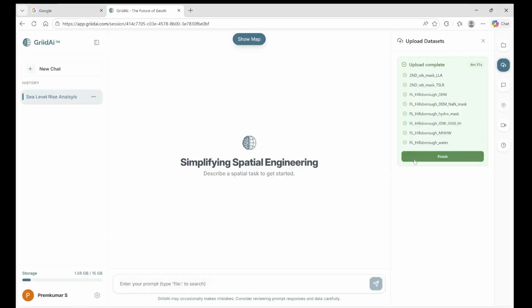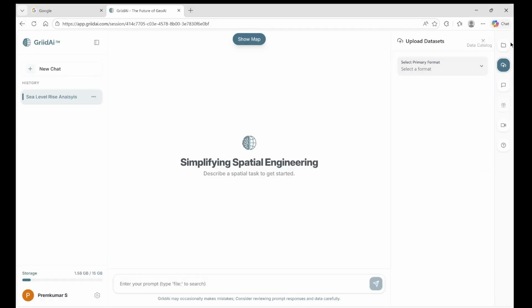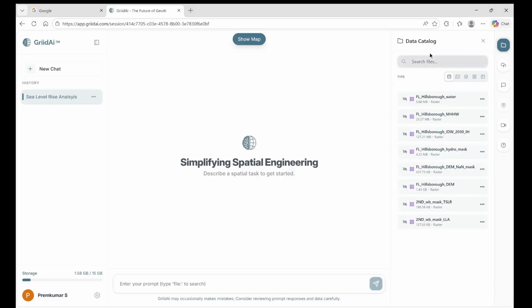As said, it has finished fast. It has taken 4 minutes in total to upload all the files. Now if you go to the data catalog, you can see all the files have been loaded, and rasters are symbolized by this square with a pink color. Of course, vectors will have a green one, so you can easily differentiate between the raster and vector files. Now let's start analyzing.